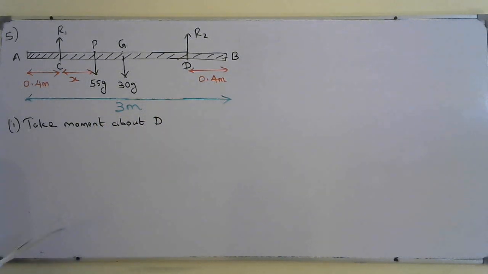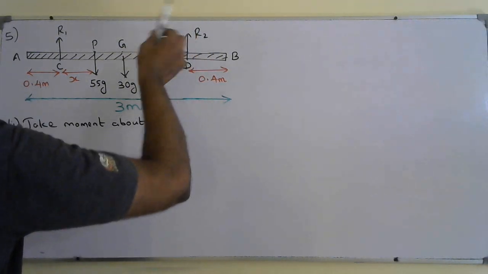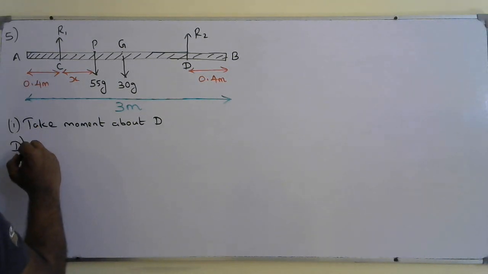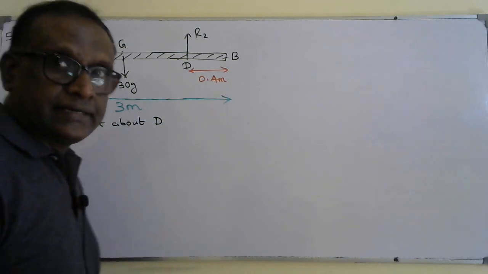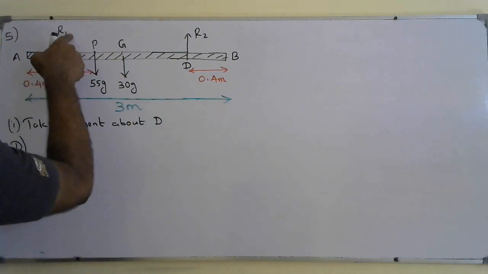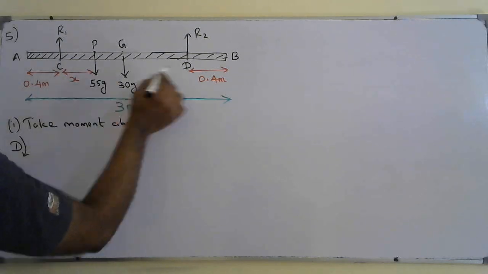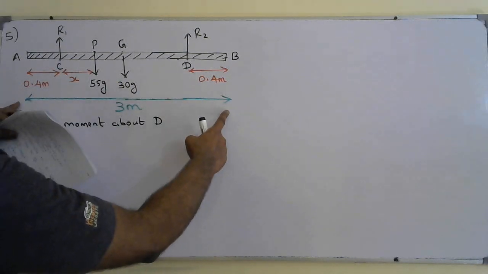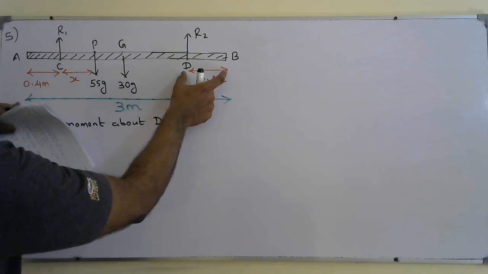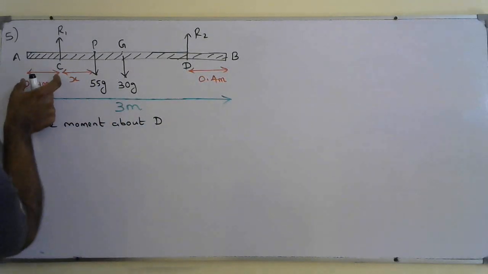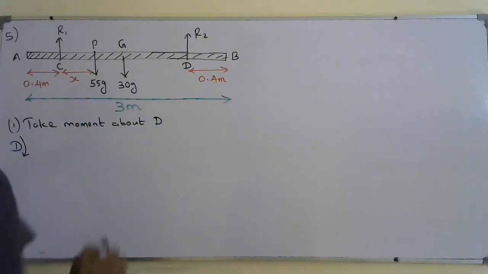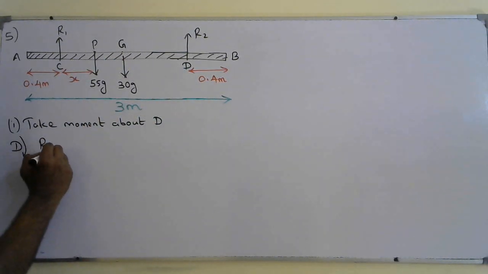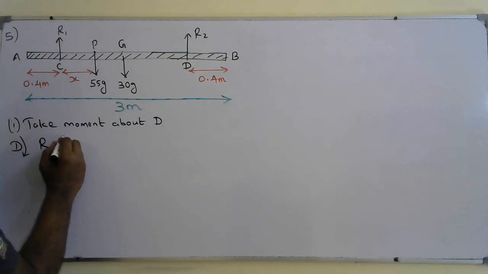Okay, so if I take moment about D, I can take clockwise or anti-clockwise direction. If I take clockwise direction positive, then anti-clockwise direction moment I should take negative. So R1 into the distance of C from D. That means 3 minus 0.8 is the distance of C from D.